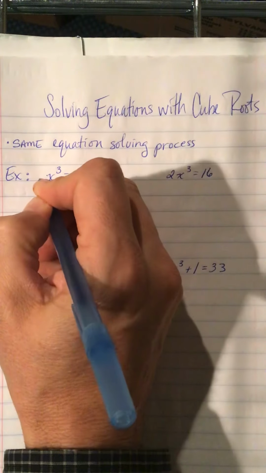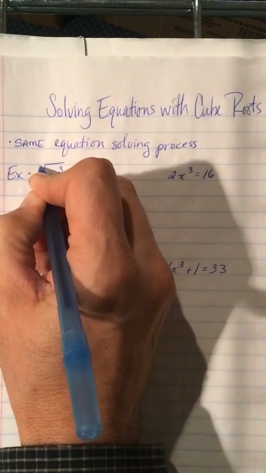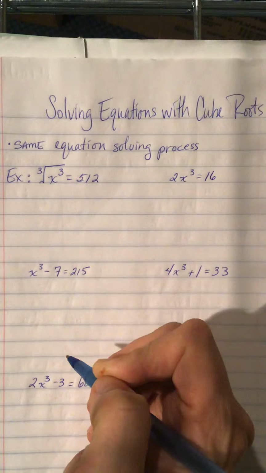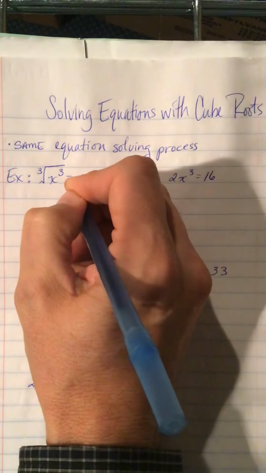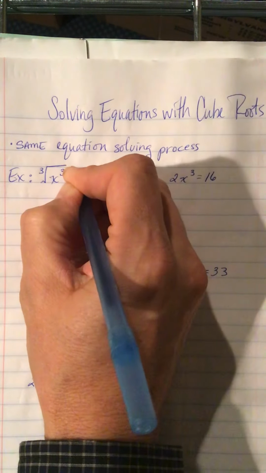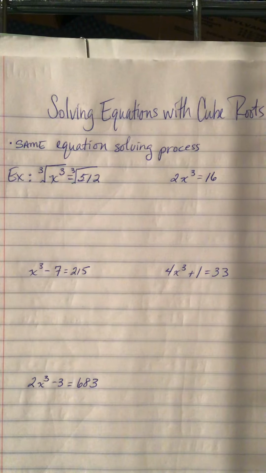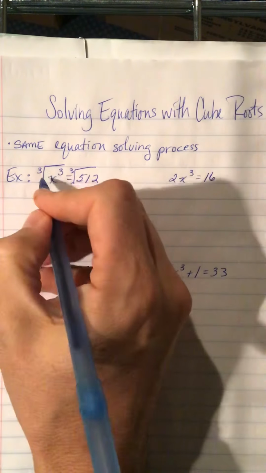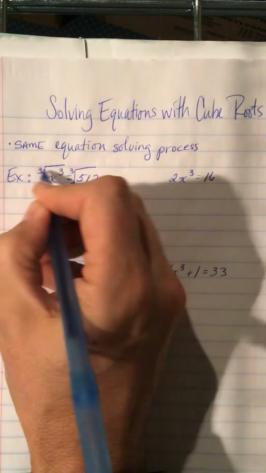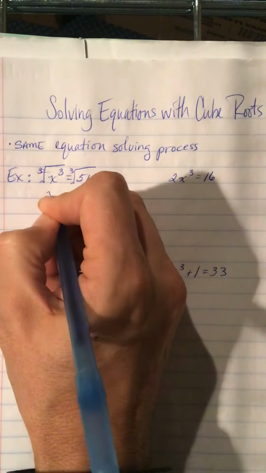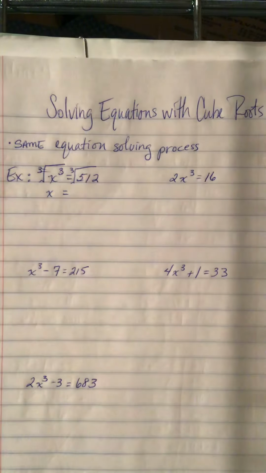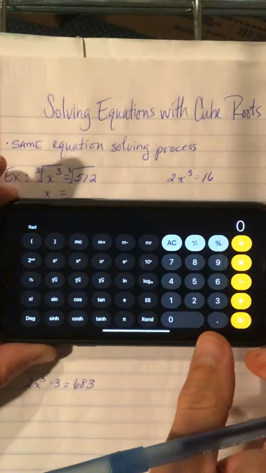Just like square root undoes squares, cube root will undo cubes. So we take the cube root of both sides, because remember, it is an equation. What you do to one side, you have to do to the other. Cube and cube root cancel each other out, so we just have good old x equals, and if you're not sure, don't forget to use that calculator.